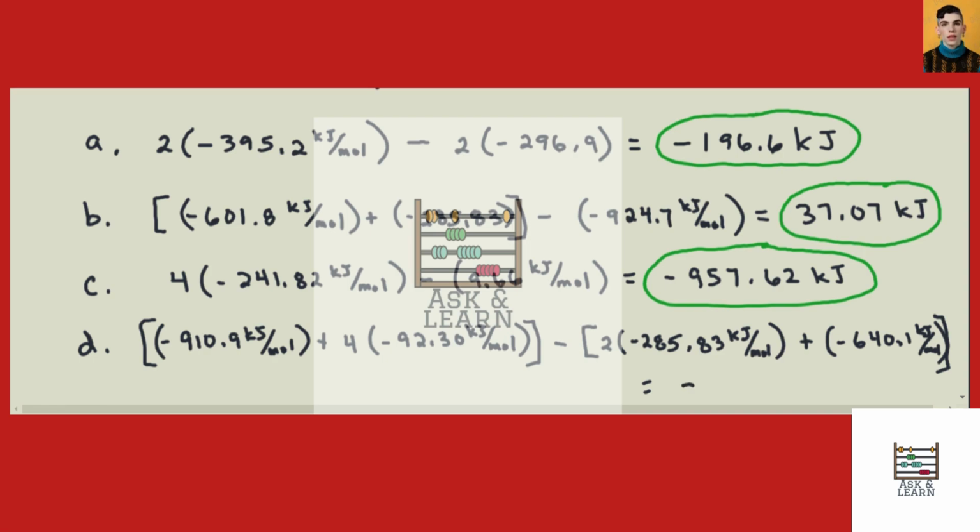Calculating all this, we get negative 68.34, but I'm going to round that to just one decimal place, as I look at significant figures, since a couple of my values only had one decimal place. And that would be kilojoules. So those are our standard enthalpy changes for each of these reactions.